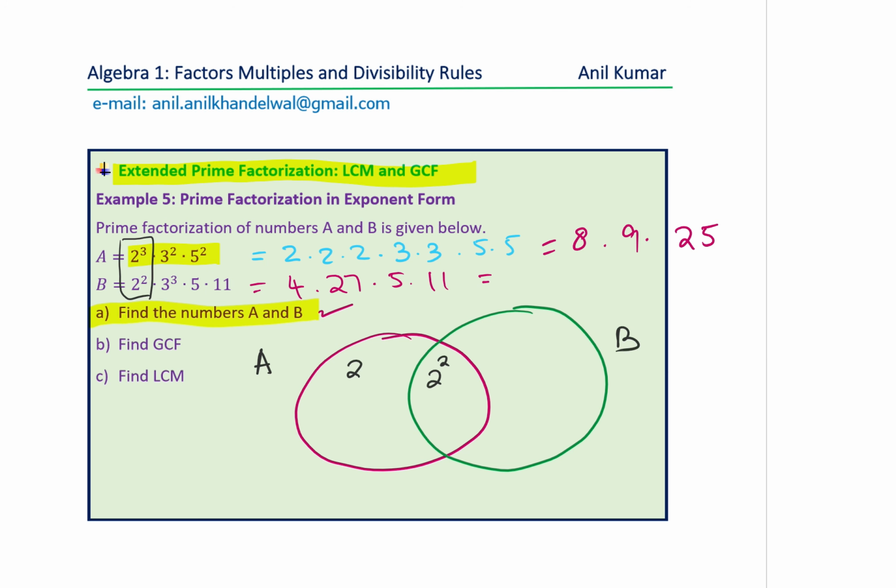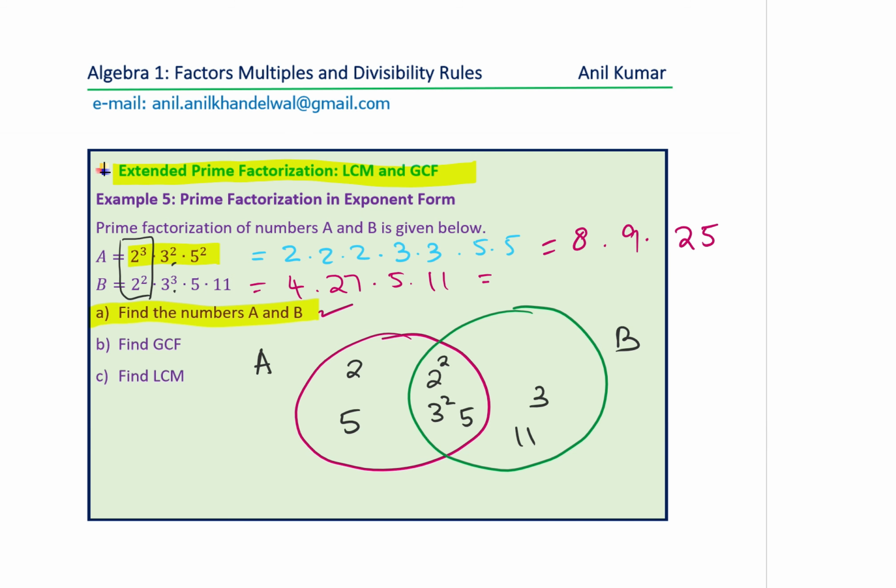Okay. Now let's look into the threes. 3 square and 3 cube. This time we have an extra 3 on the b side. So 3 square is common and 3 is there for b. You see that? This index form really helps us to efficiently answer the question. As far as fives are concerned, one of them is common, one is extra with a, and 11 is with b. So we get all the numbers here. Do you see how easily we have found the answer?